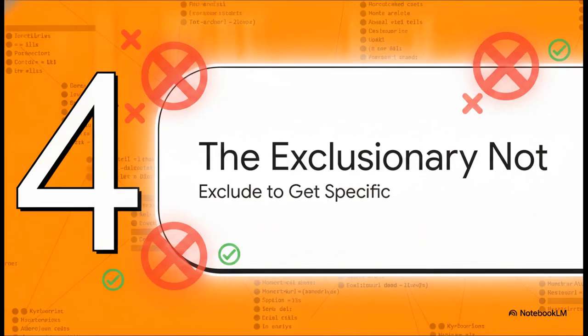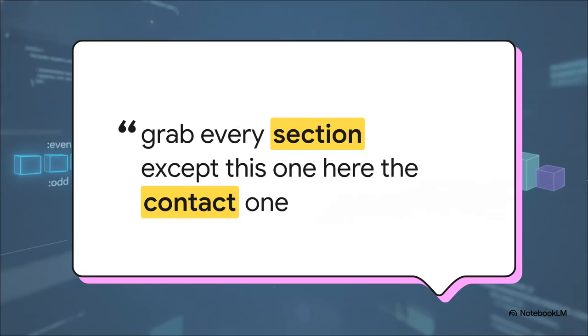Section 4. The exclusionary :not filter. Getting specific by excluding. Sometimes the best way to get what you want is by specifying what you don't want. Here we're passing another selector completely inside the filter itself. In this example, we're telling jQuery, grab every single section on this entire page, but do not give me the section with the ID of contact. If you want to put a green border on your point of sale section and your client section, but leave the contact section completely alone, this is how you do it.